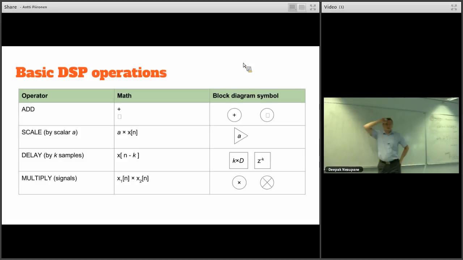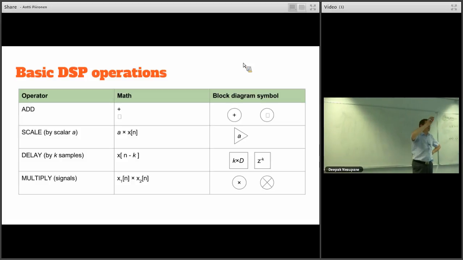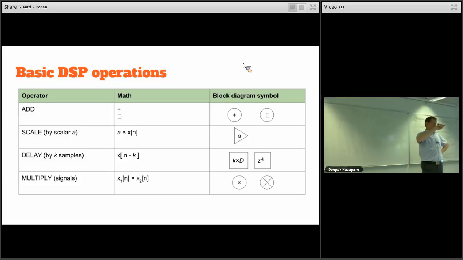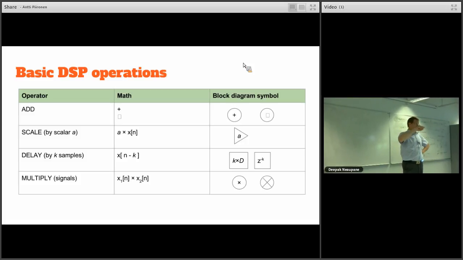So mathematically add is just plus. If you subtract, then you just basically think of the subtraction as the addition of a negative number.